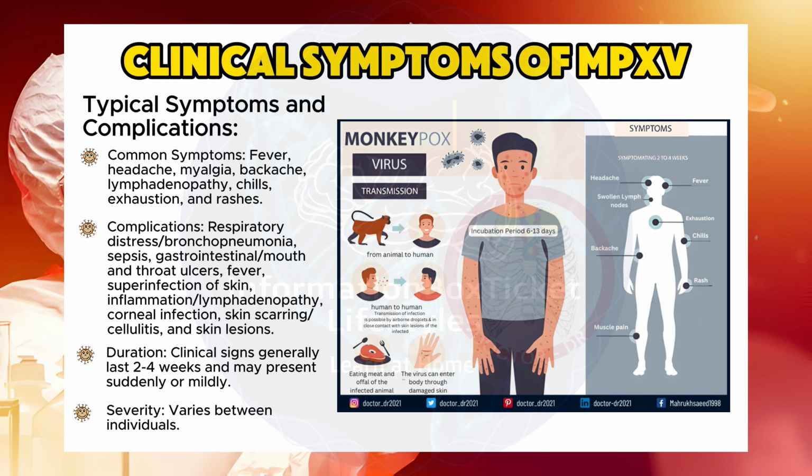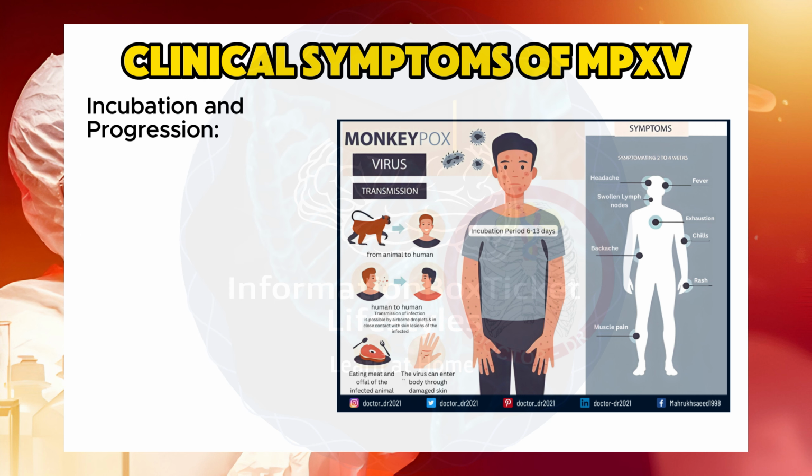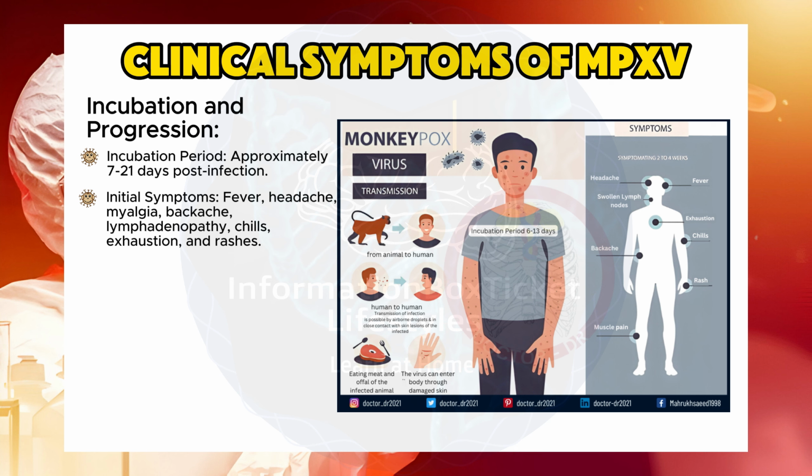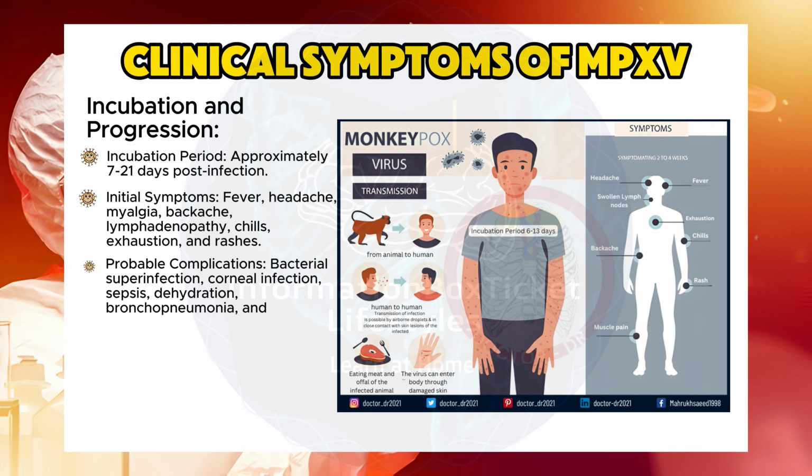Severity varies between individuals. Incubation and progression: the incubation period is approximately 7 to 21 days post-infection. Initial symptoms: fever, headache, myalgia, backache, lymphadenopathy, chills, exhaustion, and rashes. Probable complications: bacterial superinfection, corneal infection, sepsis, dehydration, bronchopneumonia, and respiratory distress.